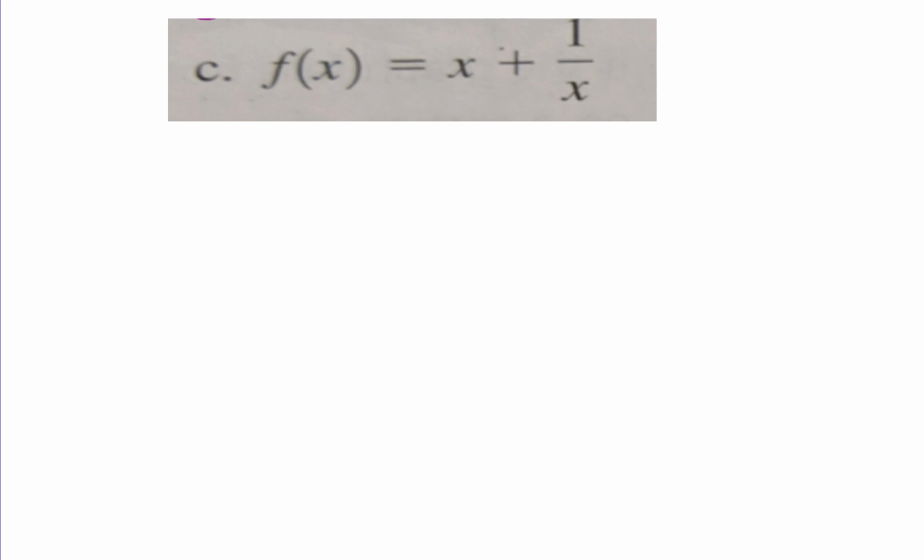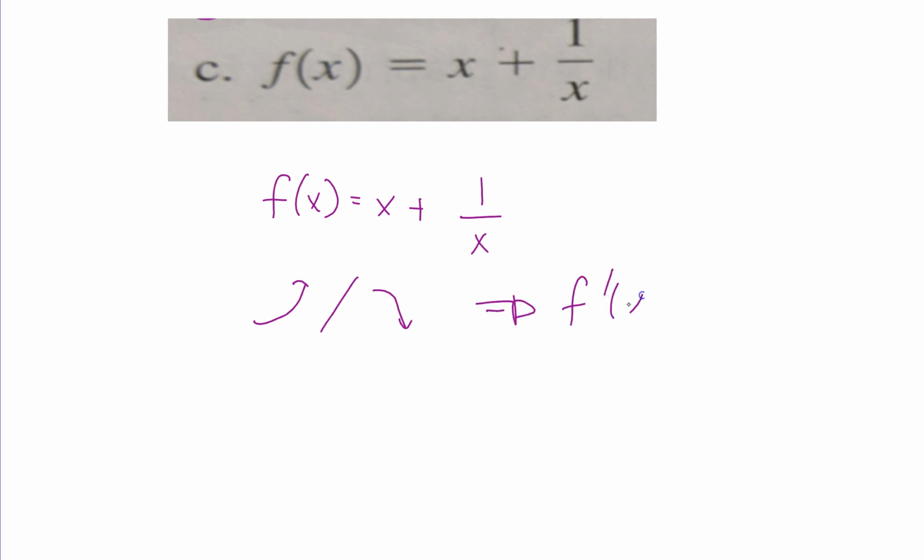So for this question here, we're going to apply the same method that we did in question B. So again, we have f of x is equal to x plus 1 over x. And in order to determine whether it's increasing or decreasing, we need to find f prime of x and put the values in the table. So f prime of x, well, for this, it's equal to 1 plus, and then we have to use the quotient rule.